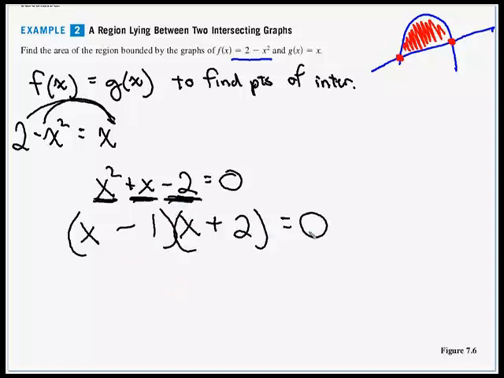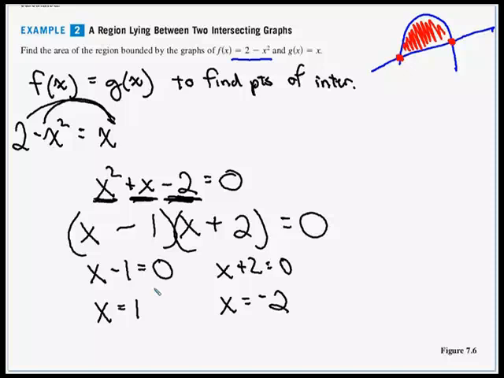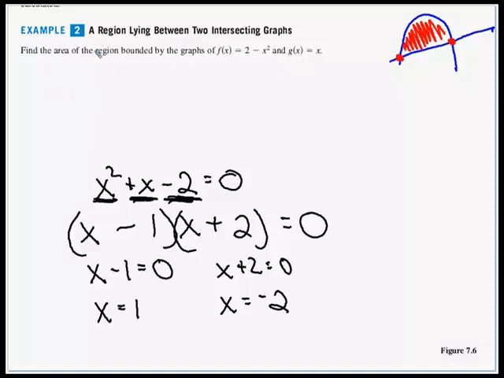So now we set each of these factors equal to 0. X minus 1 equals 0 means x is 1. And x plus 2 equals 0 means x is negative 2. So there are the x values where our graphs are going to intersect. And you know there's going to be 2 points, and we found the x values. Negative 2 is one of the x values, and 1 is the other x value.